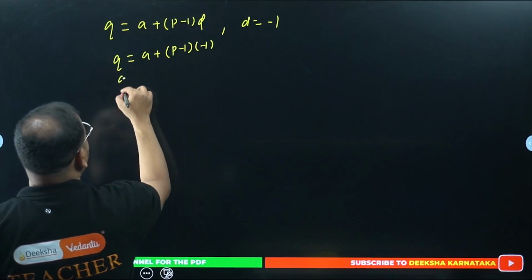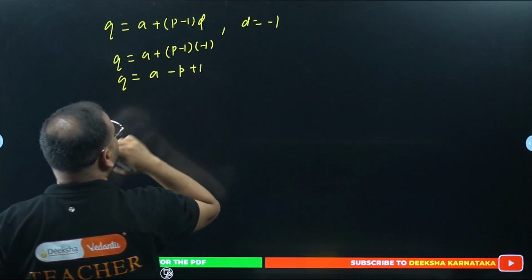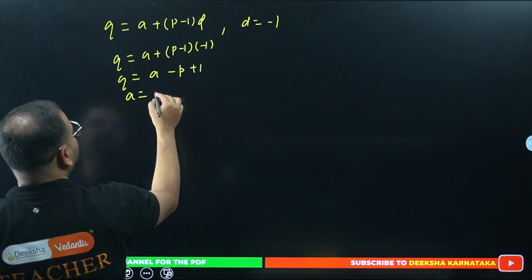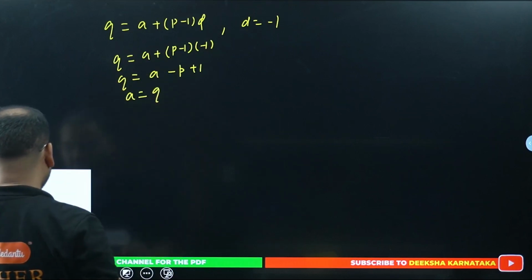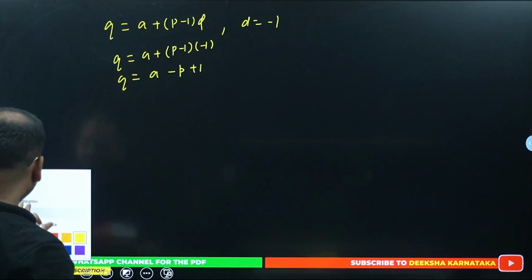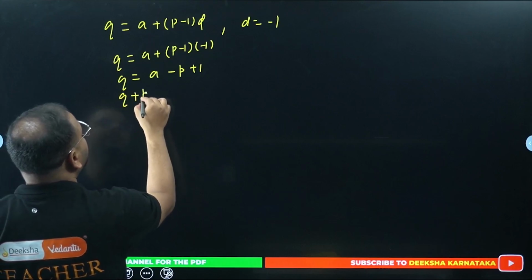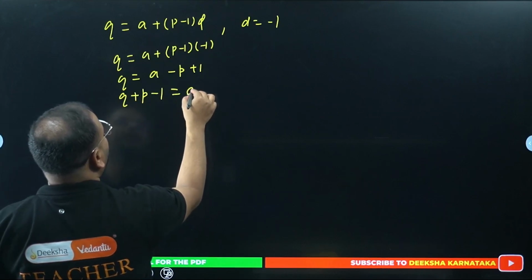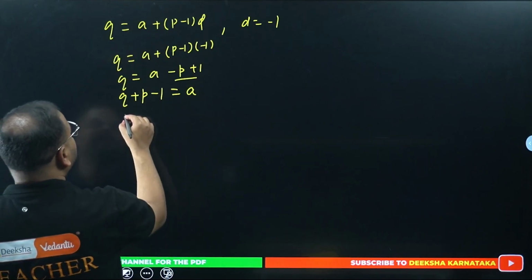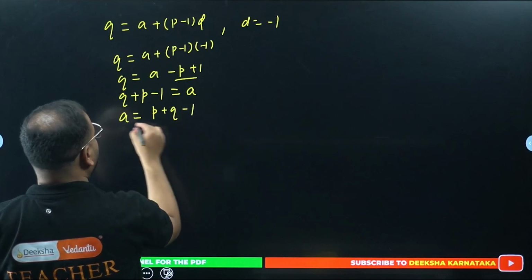Expand the bracket. I get Q equals a minus p plus 1. What is my a now? A equals, bring p here. So, to simplify things and make it easier for you, I'll write it as Q plus p minus 1 equals a. Moving these two terms over here, I can write a as p plus q minus 1.